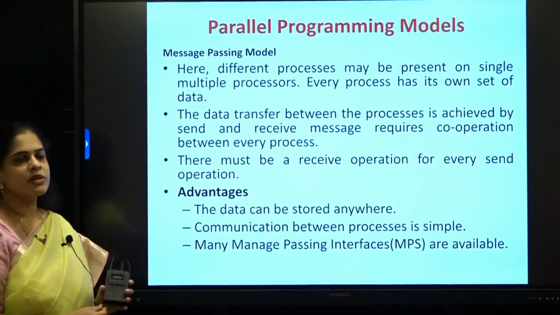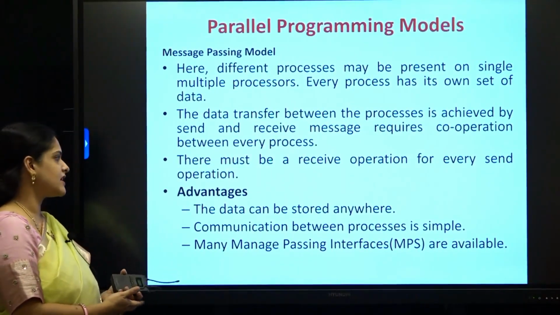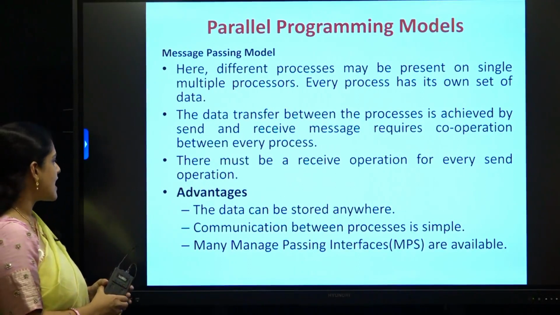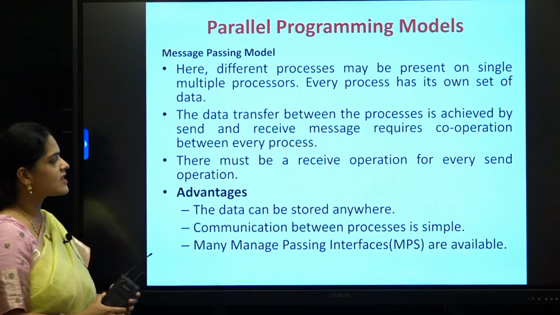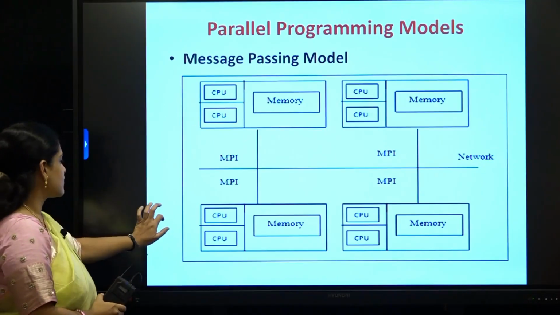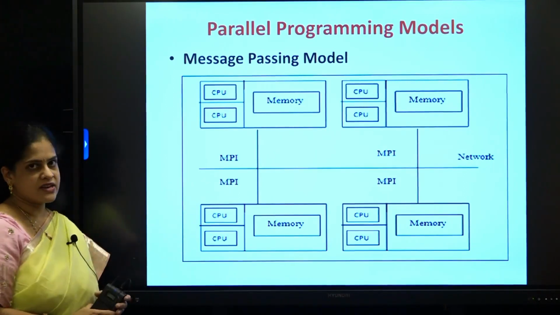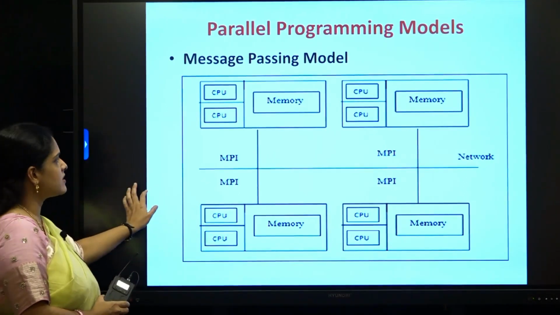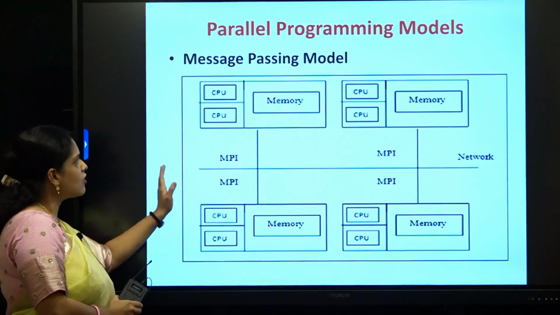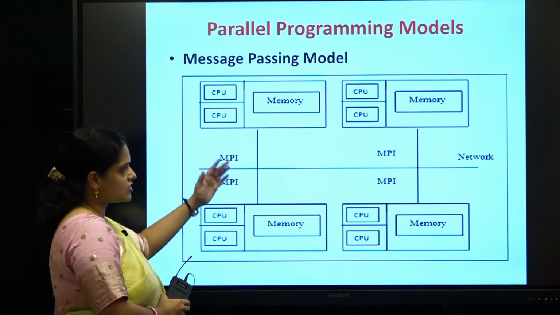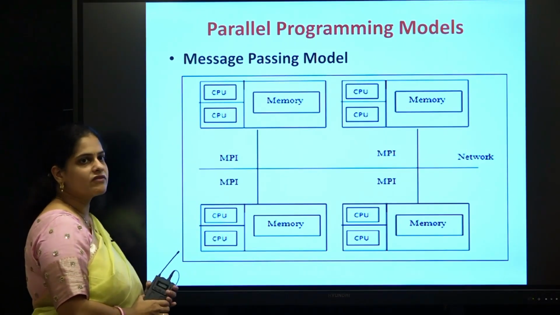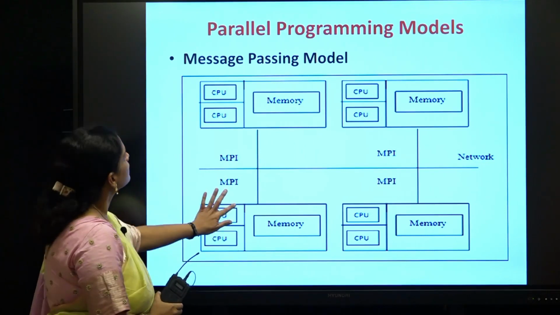And coming to the advantages of the message passing model, the data can be stored anywhere, and the communication between the processors is very simple, which can be defined using interfaces, and there are many message passing interfaces available. These MPIs are nothing but message passing interfaces. There are different types of message passing interfaces available that allow multiple processors to communicate with each other in order to access the data which is distributed across the network.